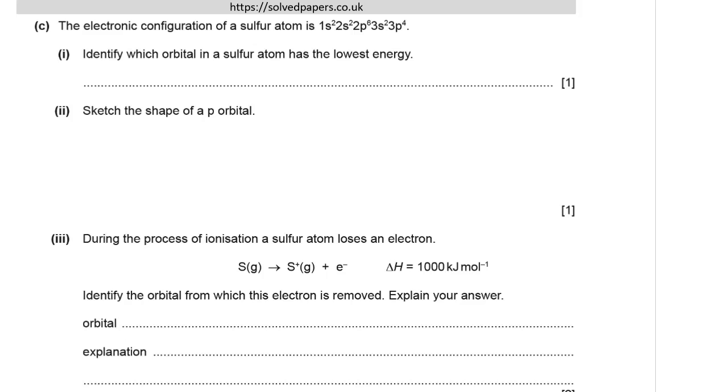Part C. The electronic configuration of sulfur is this. Electronic configuration of sulfur atom is that. Identify which orbital in a sulfur atom has the lowest energy. Of course, the orbital that has the lowest energy is the orbital that is the closest to the nucleus, and in this case it will be 1s. So the orbital with the lowest energy is 1s.